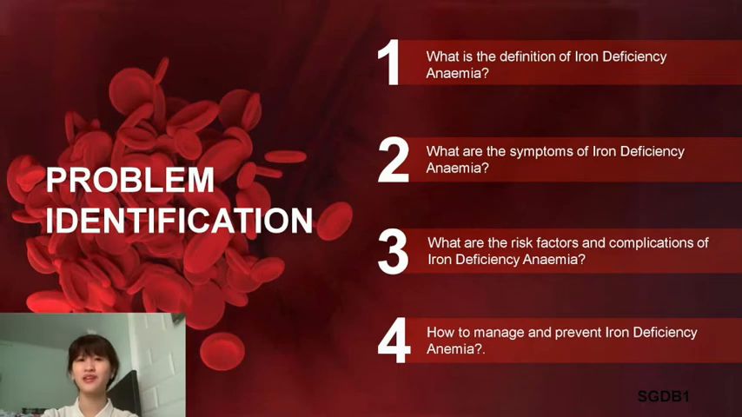I'm Vicky Samantha, student number 079. These are the problem identifications. First, what is the definition of iron deficiency anemia? Then the symptoms: what are the symptoms of iron deficiency anemia? What are the risk factors and complications? And how to manage and prevent iron deficiency anemia.